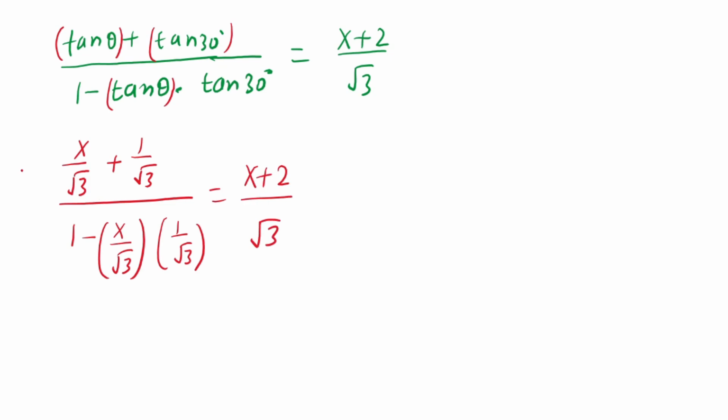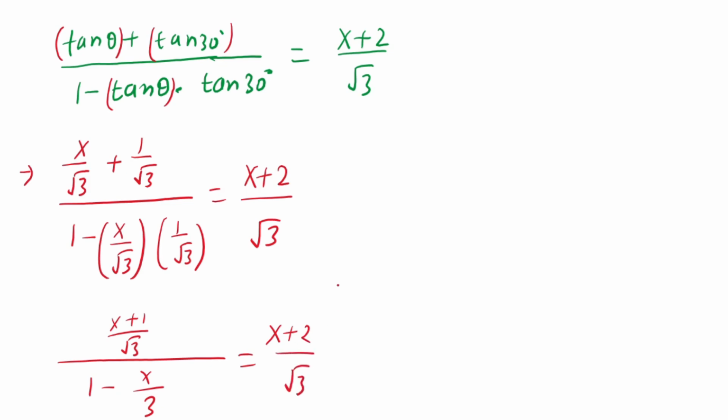On the left hand side, first look carefully at the numerator part, x over square root of 3 plus 1 over square root of 3. Here the common denominator is square root of 3, so in the numerator we get x plus 1, divided by square root of 3, and divided by 1 minus x over square root of 3 multiplied by 1 over square root of 3, which gives 3, and this equals x plus 2 over square root of 3.